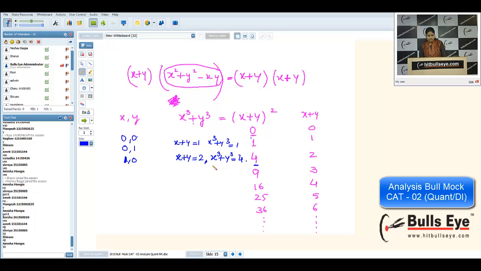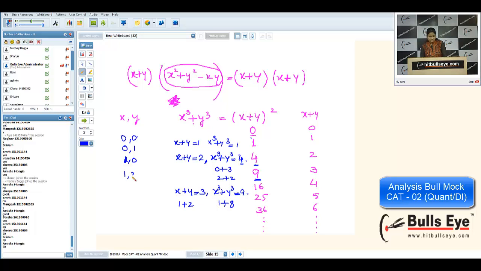Now you can try it. See, how can it be possible? 4 can be written as 0 plus 3, not possible. Or 2 plus 2, again this is not possible. So we'll not get any solution from this. Now I'm taking this 9, where x plus y is 3. Hit and trial only once again. x cube plus y cube is equal to 9. Now 9 can be written as sum of 2 perfect cubes, that is 1 plus 8, and it can be written as 1 plus 2.